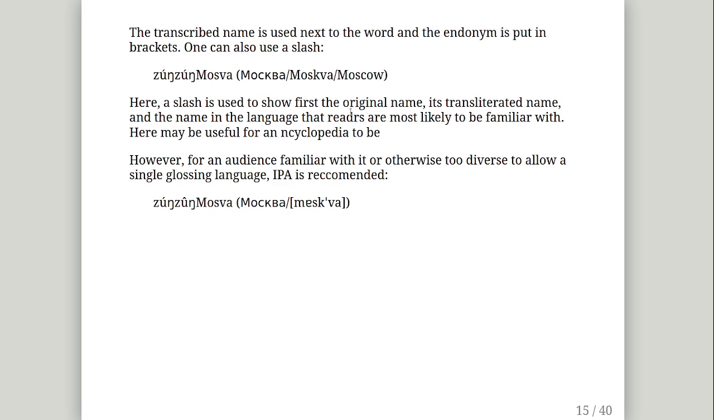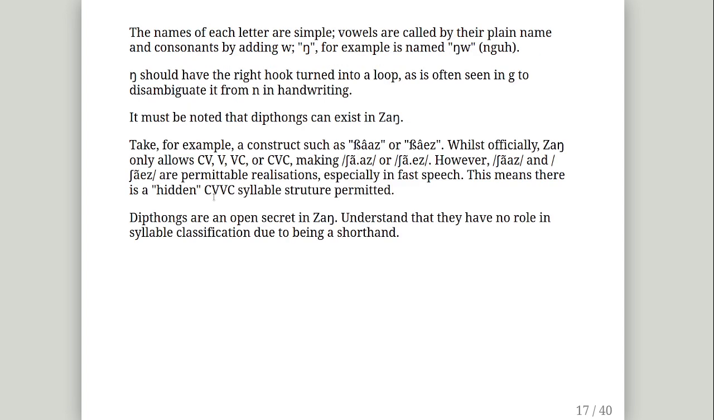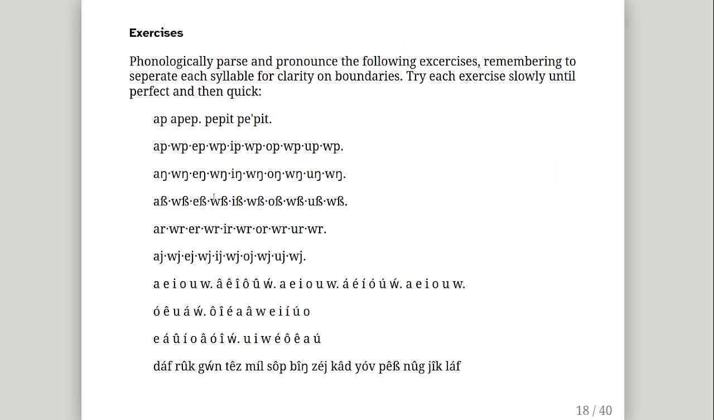But what's important is that if you're speaking IPA, if your audience is familiar with the IPA, then you should put the IPA here. It's in square brackets because it's exact. It's like Moskva. And then you put the thing over here. This is important. Actually, no.